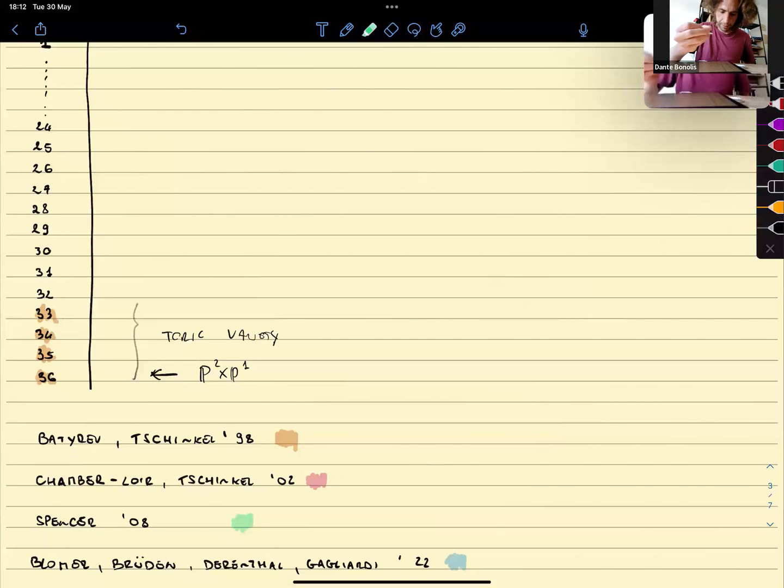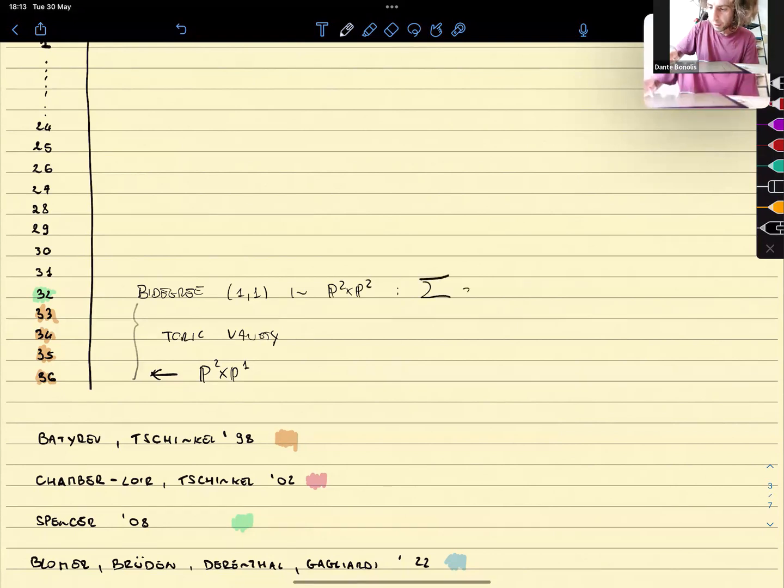Then in 2008, Spencer covered number 32, and this is something called bidegree (1,1) in P2 cross P2. Basically this is just the solution of the equation sum of xi yi for i from 1 to 3, which is degree 1 in xi and degree 1 in yi.